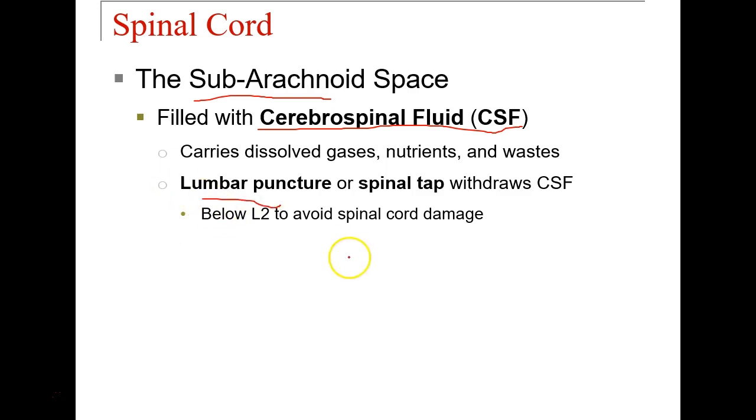So clinically, a lumbar puncture or spinal tap withdraws cerebrospinal fluid, and we'll do this below the level of L2, and we'll see why that is so, to help avoid spinal cord damage.